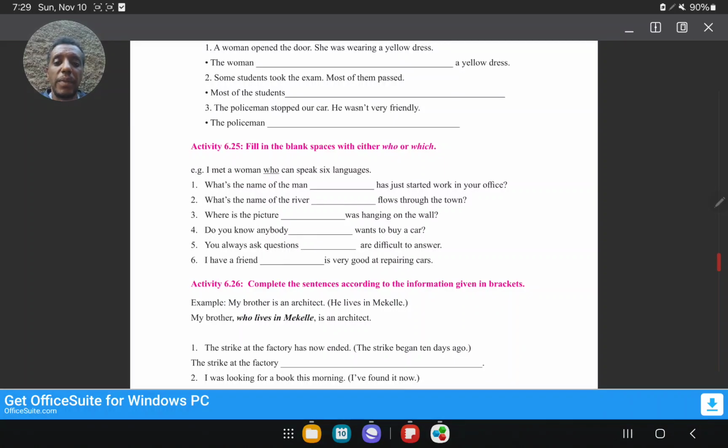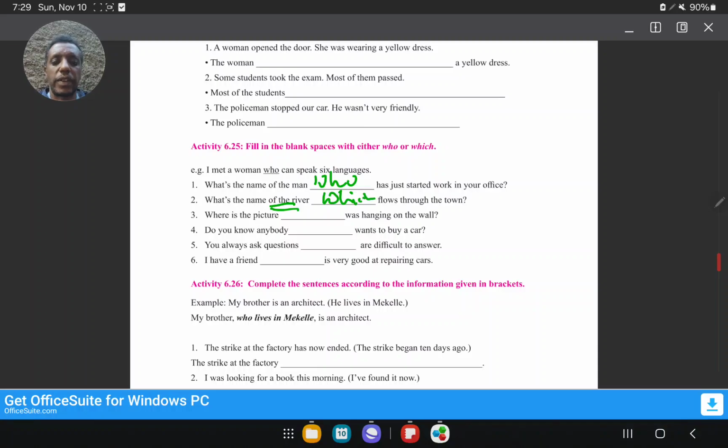I met a woman. Fill the blank space with either who or which. What is the name of the man who has just started? We're talking about the man, yes? So who is the right answer here? Who. What is the name of the river that flows through the town? We are talking about the river, yes? So which is the right answer?